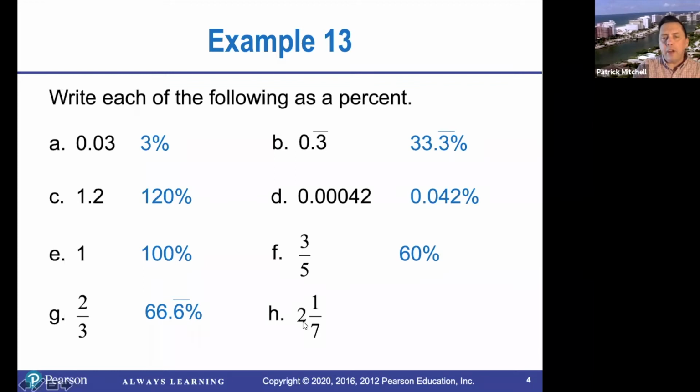So one way you could do this is to change this to an improper fraction. It would be 15 sevenths. 15 sevenths times 100% would be 1500% divided by 7. And then by doing that long division, you would end up with 214 2/7%. So hopefully that's all review.